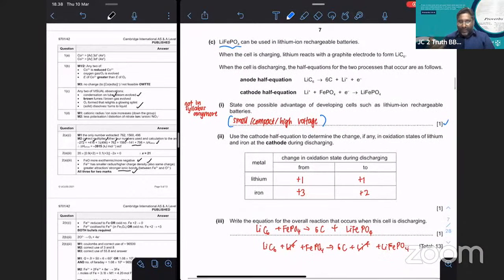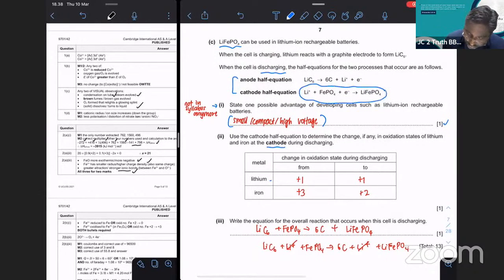Now, they say that when the cell is discharging, so only this part is not in the syllabus, not the rest. It doesn't mean the rest is all in the syllabus, so you need to know. Here, they say when it is discharging, these are going to be the half equations over there. You need to find out what is going to be the change in oxidation state during discharging. For lithium, what will happen to lithium? Let's find out. And then they say it's going to be at the cathode, so you just need to look at this. No need to look at the anode. This is very important when you read the question.